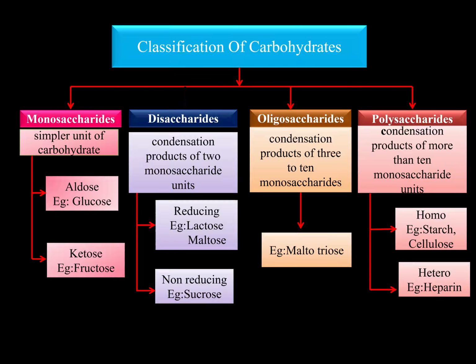Monosaccharides are the simplest unit of carbohydrates. They cannot be further broken down into smaller carbohydrates. Examples include glucose, fructose, and galactose. These are very important in the body because they are the basic energy molecules and also the building blocks for bigger carbohydrates.